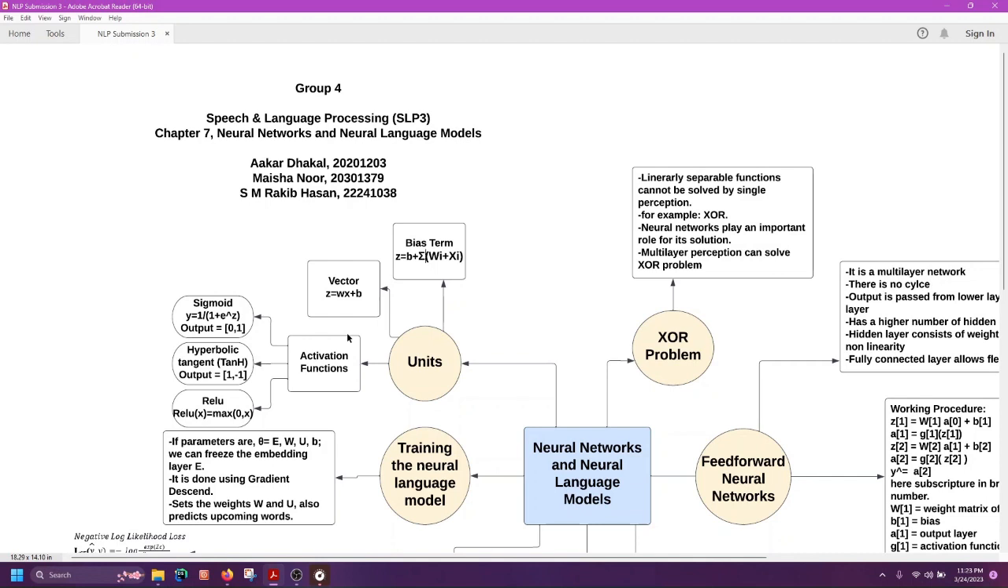There are different activation functions for units. They are sigmoid, tanh, and ReLU. The sigmoid function is also called a squashing function, as its domain is the set of all real numbers and its range is 0 to 1. In practice, the sigmoid is not commonly used as an activation function.